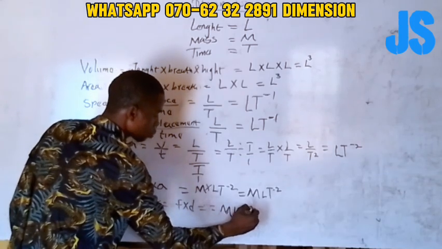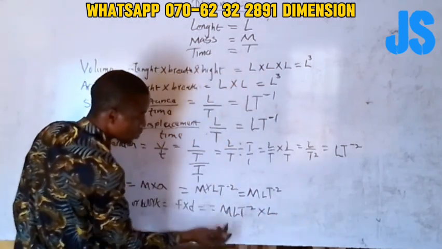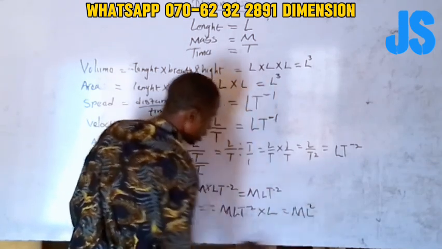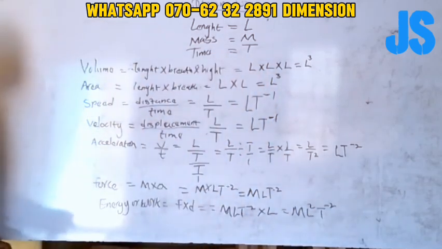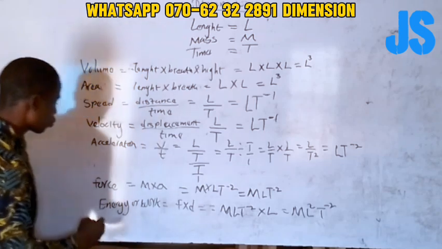L times T to the minus 2, the distance being L. How many L now? L times L becomes L squared, and T to the minus 2. You see now? Let's move to the next one and work on work.